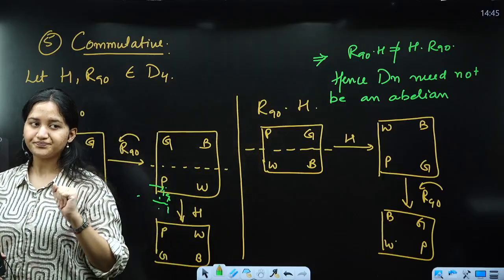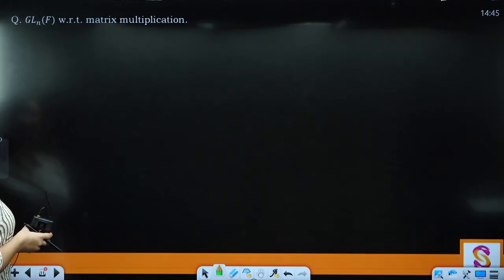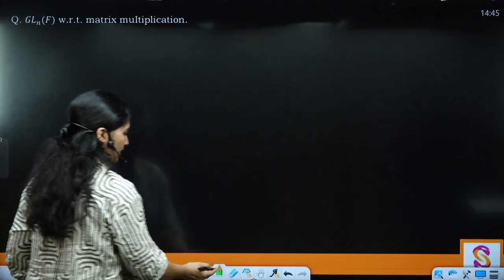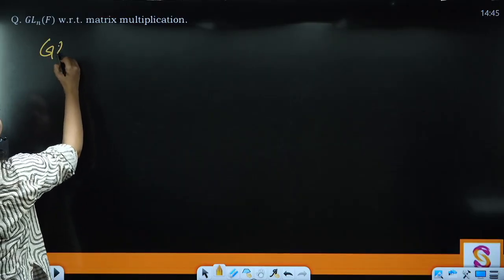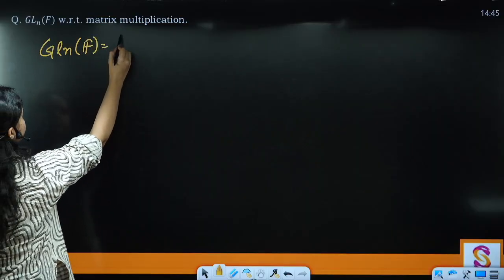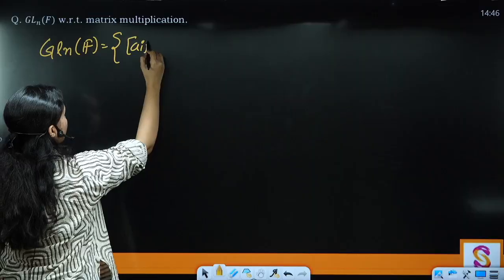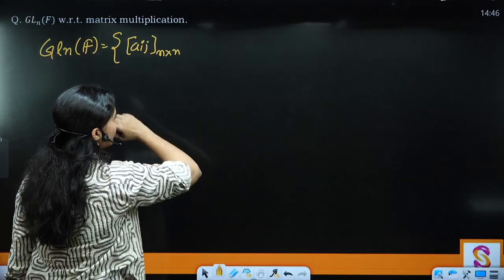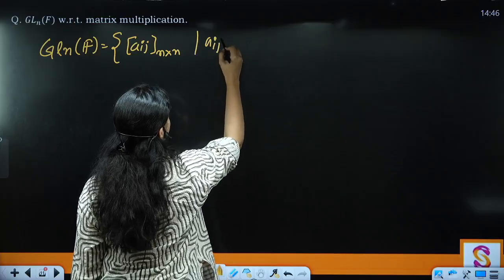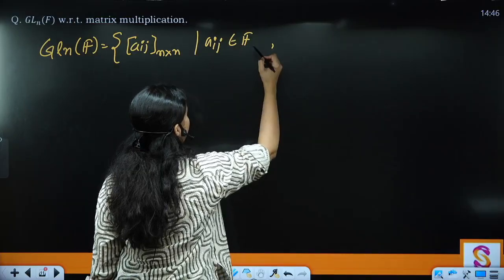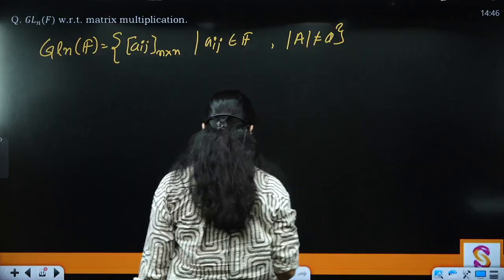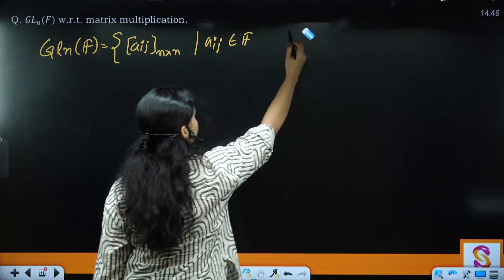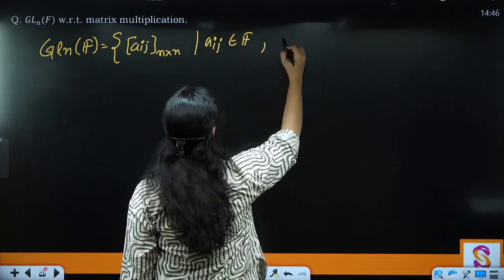Clear? Okay. Now let's move on to our next group, that is GLnF with respect to matrix multiplication. I hope you do remember what this group is like. So GLnF is the collection of all square matrices of order n whose elements come from the field, and one most important thing is that the determinant of A is not equal to 0. That means it is a collection of all non-singular matrices.